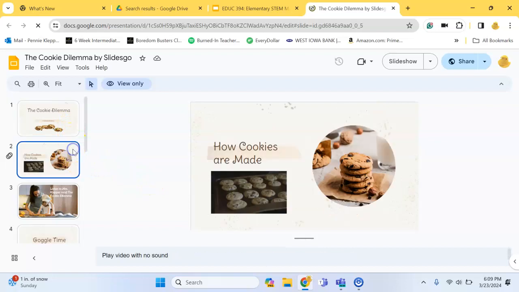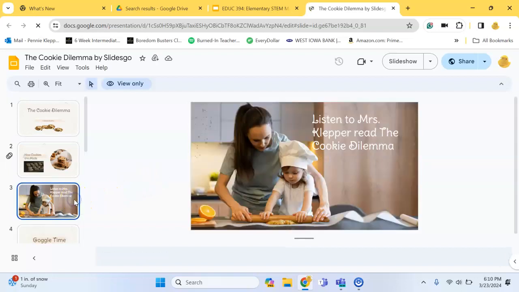The first slide is just the introduction. The second slide is an actual YouTube video of how cookies are made. It shows how they rise and how they cook, and that's what I was using for the phenomenon for this lesson. At this point, I would have the class sit in a circle, and we would read to them the cookie dilemma.